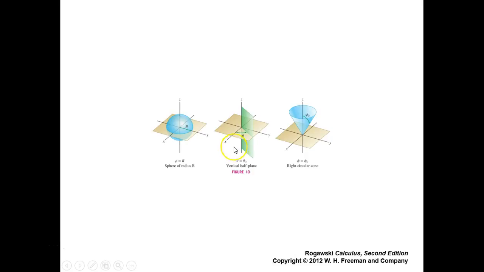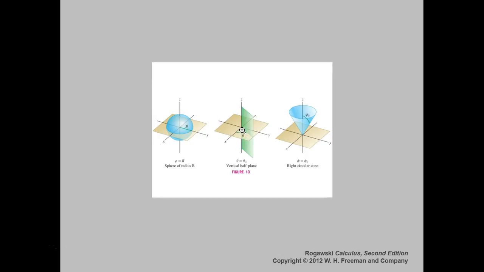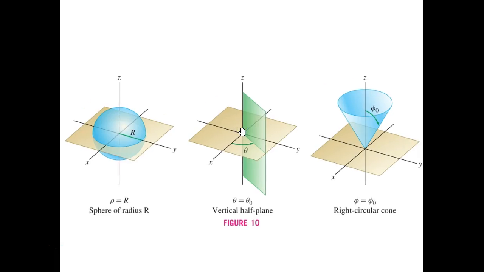I think these are summary type things because we've seen them before. No, maybe not. Let's see. A sphere in spherical coordinates would be rho equal to some value r. That's the sphere at center r. A vertical half plane would be any place where theta is equal to theta naught. This is rho equal to a constant. This is theta equal to some constant, theta naught. That would be a vertical half plane.